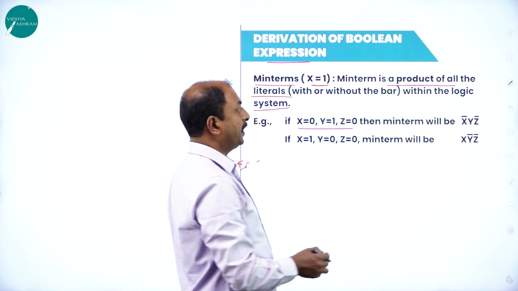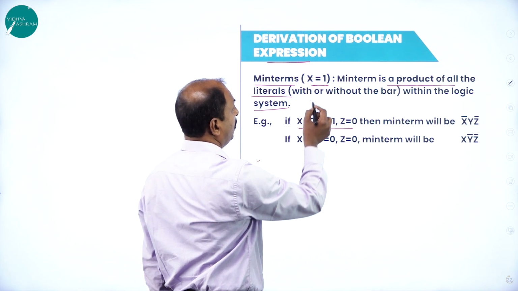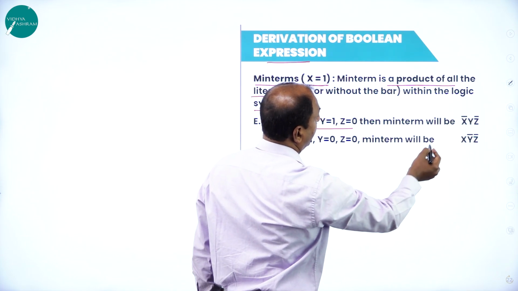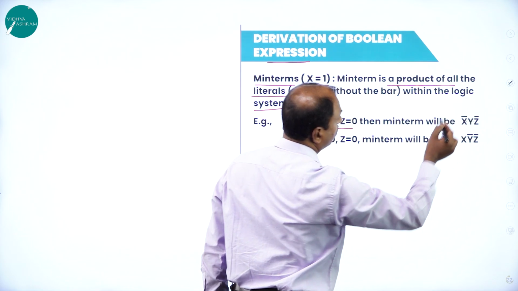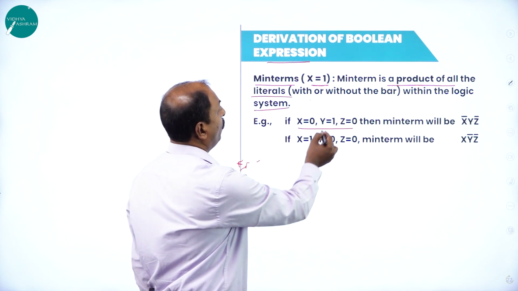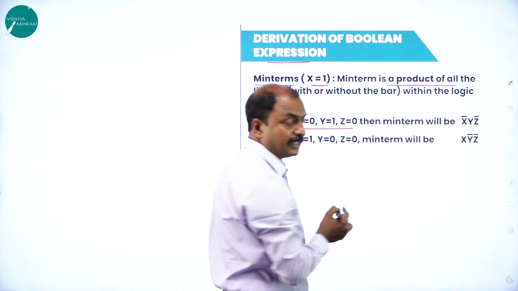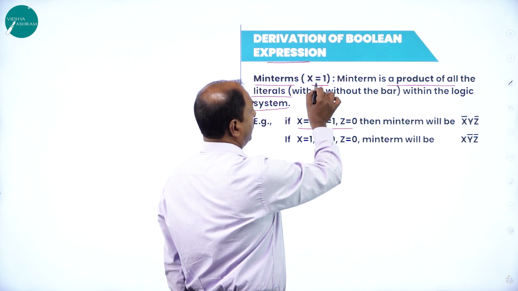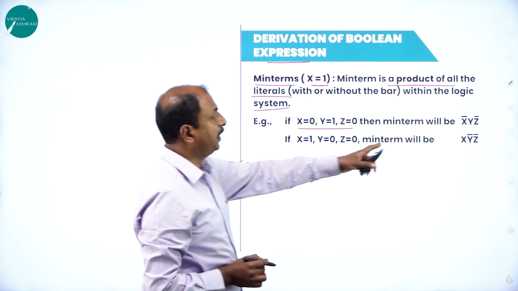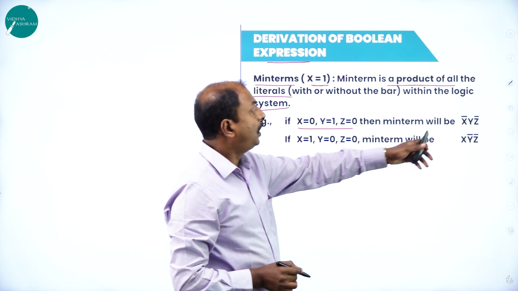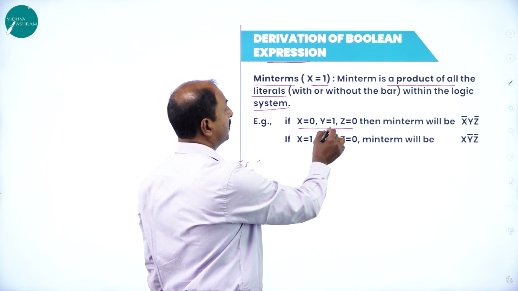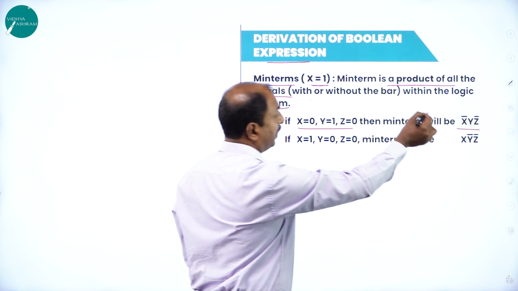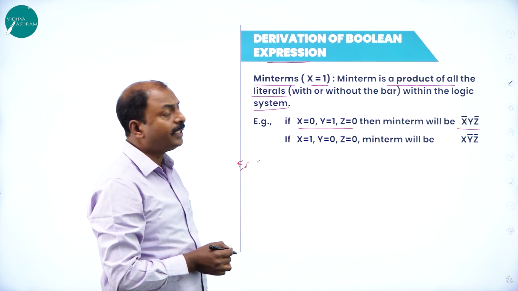So accordingly, if it is 0, it is supposed to be x naught. So we write x naught and dot, which stands for product of the literals. Again y equals 1, so we write y as it is, and z equal to 0, so z naught. So this is how to write a Minterm expression for the given literals. This is the product of all the literals. There are three literals, x, y and z.